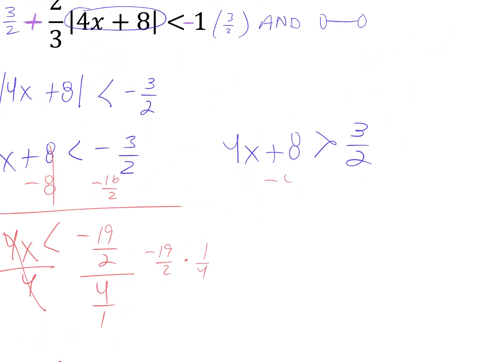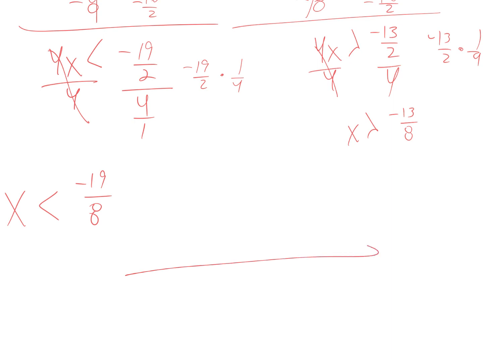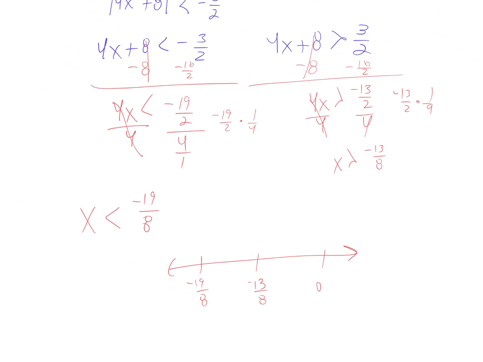Same thing over here. I'm going to subtract 8 from both sides, which I'm really subtracting 16 over 2. So 4x is greater than negative 13 over 2. Divide by 4. I get x is greater than negative 13 over 2 times 1 over 4, so it's going to give me negative 13 over 8. So when we go to graph this, negative 19 over 8, negative 13 over 8, and 0. What kind of dots do I have? Open.